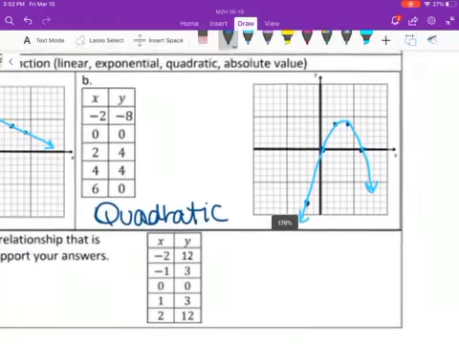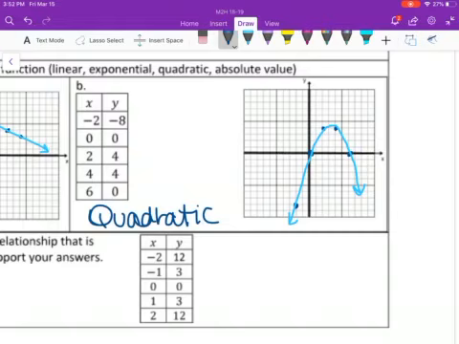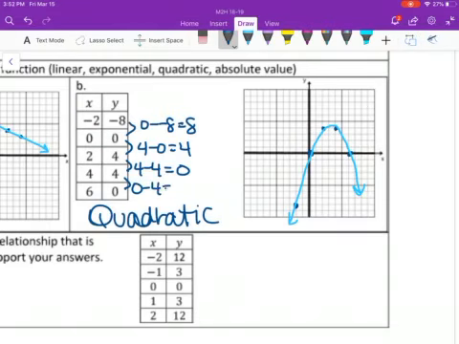Now, on the other side, when we look at quadratic and we find the first difference, we could do 0 minus -8, that gives you 8. 4 minus 0, that gives you 4. 4 minus 4, the y2 minus y1 gives you 0. 0 minus 4 is -4. Now, these are clearly not the same, not a line, not linear.